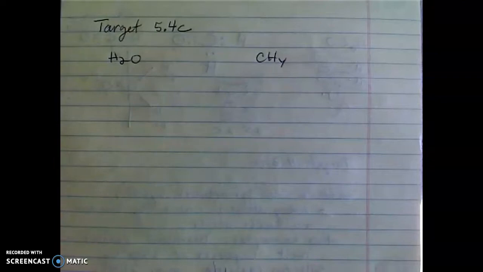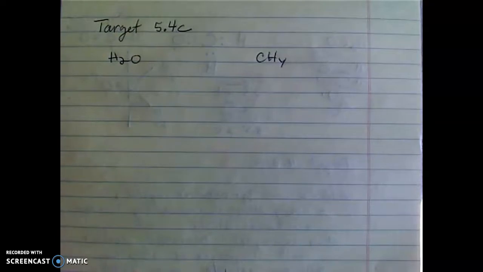Okay, our last target for Chapter 16 is Target 5.4c. Explain why both the melting point and boiling points for water are significantly higher than other small molecules of comparable mass. So we can compare water with methane. You have two small molecular mass molecules, and if you take a close look again at their dot structure, this is where you're going to get all your information.